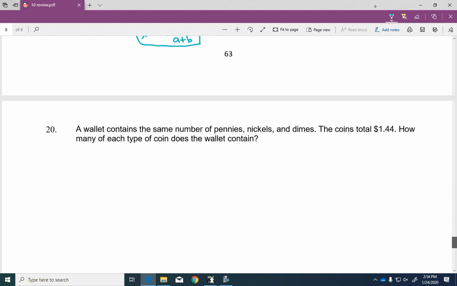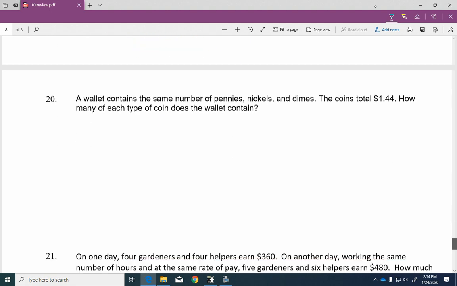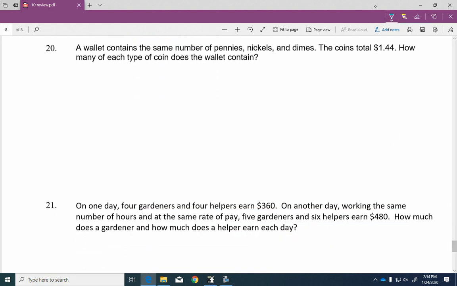And there's more. Next page. A wallet contains the same number of pennies, nickels, and dimes. Same number. That means if I let x equal the number of pennies, then I'm going to let x equal the number of nickels, because it's the same amount. And I'm going to let x equal the number of dimes, because it's the same amount.